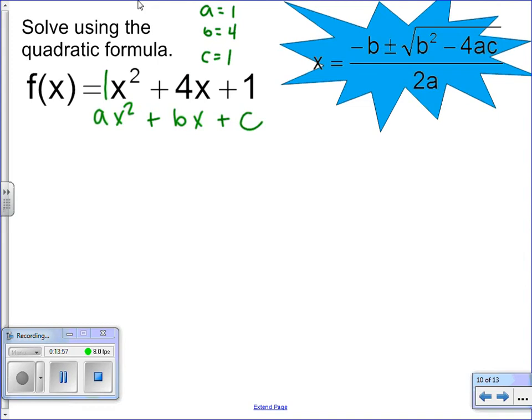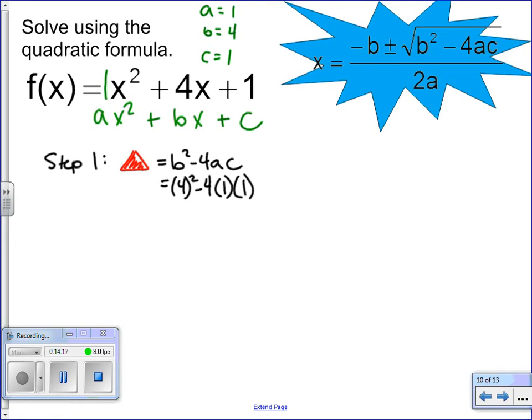Okay, so we're going to do step 1, which is to calculate our discriminant, which we're going to use the notation of the red triangle. And we're going to do b squared minus 4ac. So that would be 4 squared minus 4 times 1 times 1. You can use a calculator to help you, or you can evaluate this on your own with PEMDAS. 4 squared will be 16, and then minus 4 is 12. So we have our discriminant. I can tell that because it's a positive 12, I'm going to have 2 real solutions to my quadratic equation.